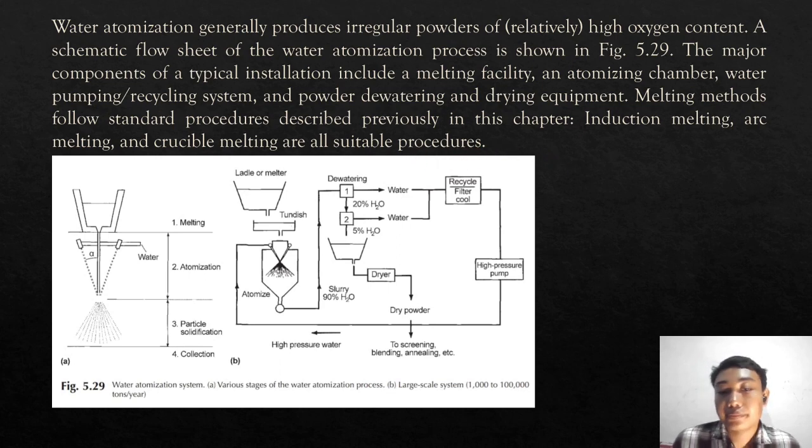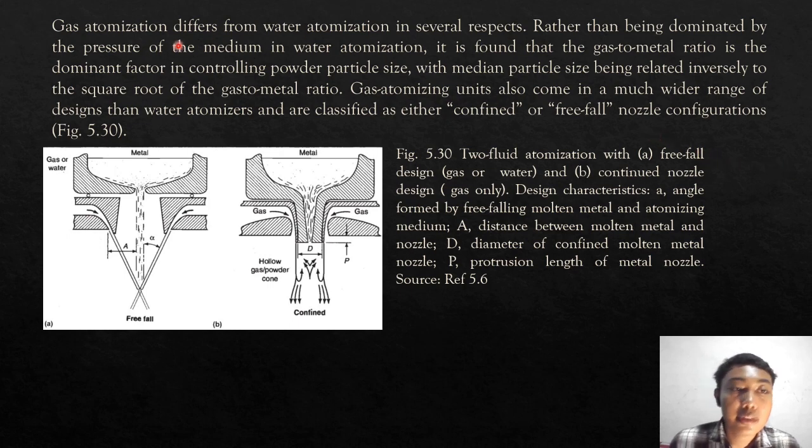To the next, gas atomization. Differently from water atomization, it is severely restricted, rather than being dominated by the pressure of the medium as in water atomization. It is found that the gas-to-metal ratio is the dominant factor in controlling powder particle size, with median particle size being related closely to the square root of the gas-to-metal ratio.